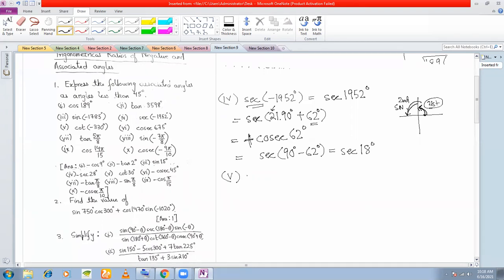Fifth one, cot minus 330 degree. You can write this as minus cot 330 degree. So minus cot 330, again, if you divide by 90, you get 3 into 90 plus 60.